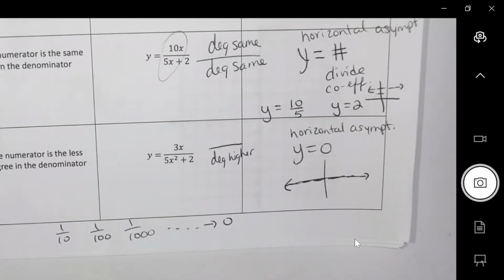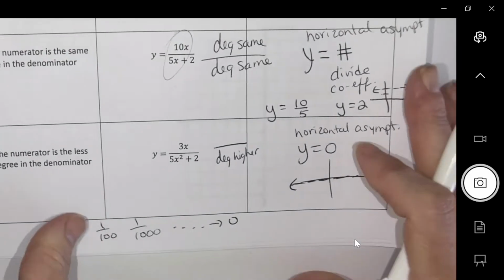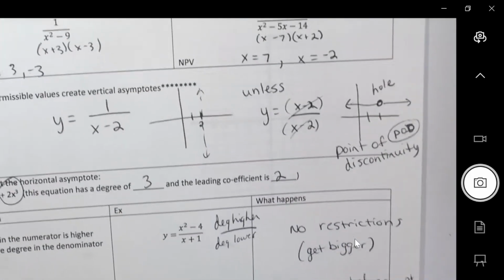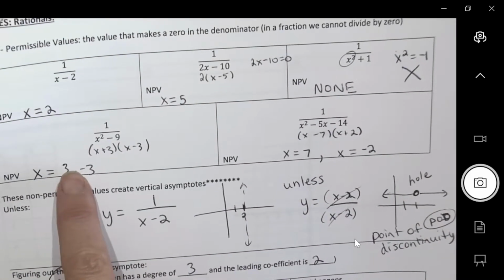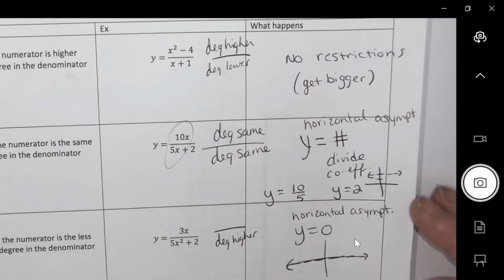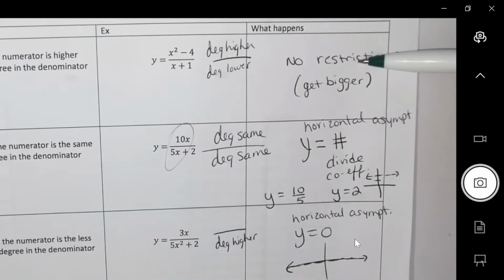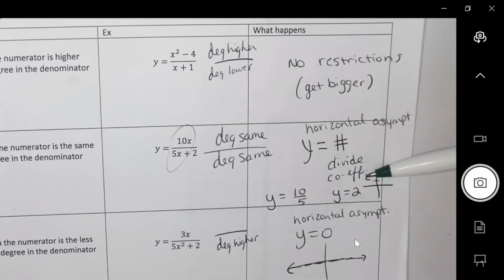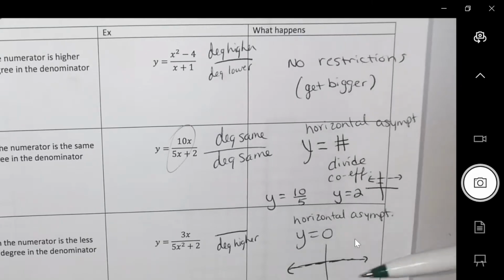Okay, that's it. Now you can do anything. Those are the rules. So, ready? Recap. Look at the non-permitted values. It's either a vertical asymptote or a hole. Assess the degrees. There's either no restriction, divide the coefficients, or 0. So you have to memorize that.